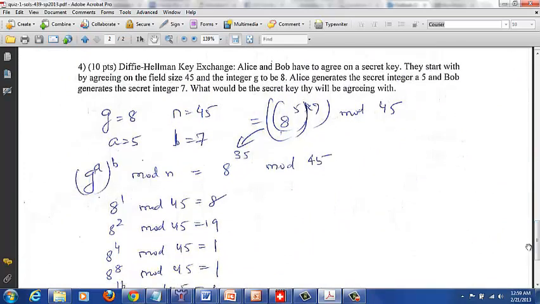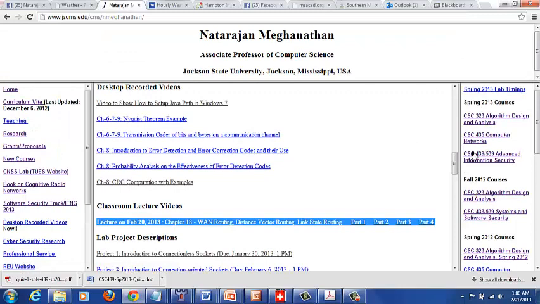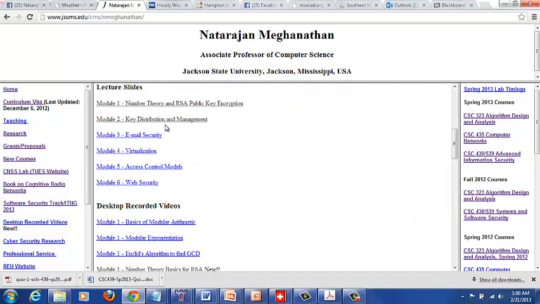Now the Diffie-Hellman key exchange problem. You have Alice and Bob needing to agree on a secret key. The field size, which is n, is 45. The value of the integer g is 8. So what is the idea behind the Diffie-Hellman key exchange? Alice sends, let me see if I can pull up the material.